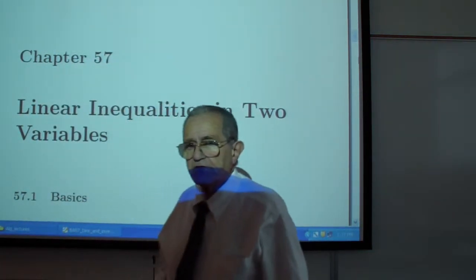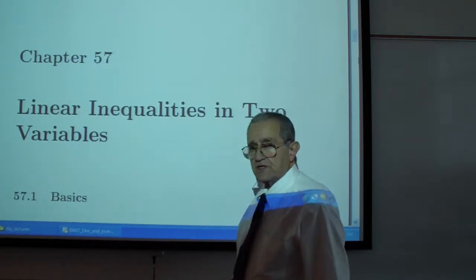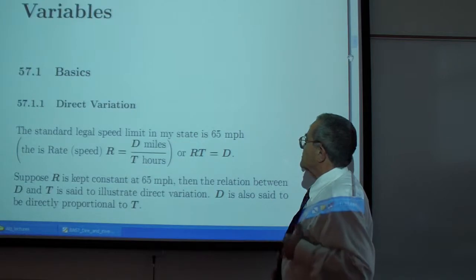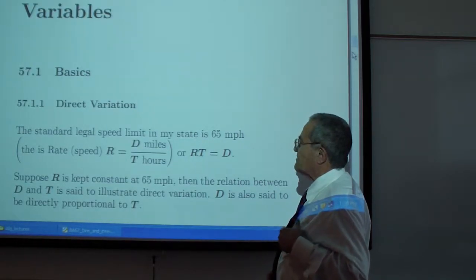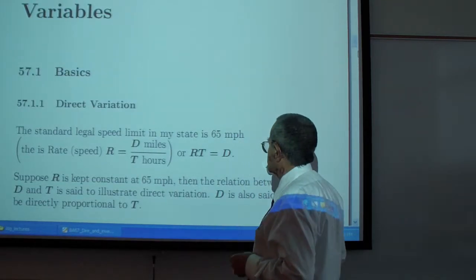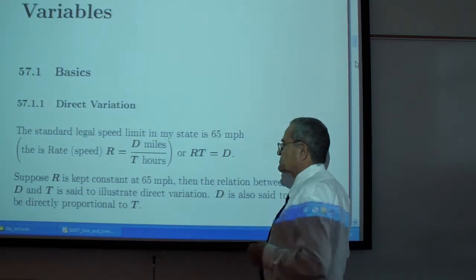Chapter 57, Linear Inequalities in Two Variables. The standard legal speed limit in my state is 65 miles per hour. That is, rate is distance over time, miles per hour. Therefore, distance is rate times time.